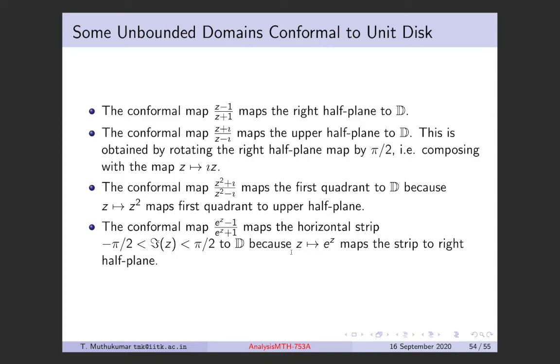Because this z going to e power z, I have shown you a picture in the earlier lecture, maps the strip to the right half plane, and you have this right half plane to D map here. So you compose this map and the e power z map, and you get this map. So this is a conformal map from the horizontal strip to the unit disk.